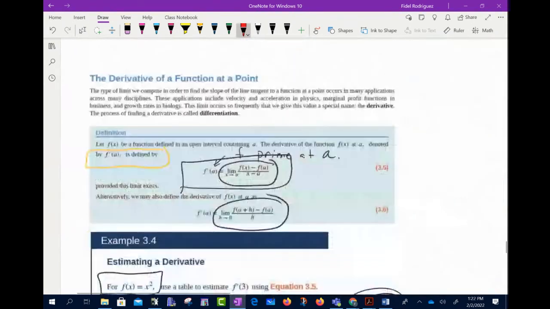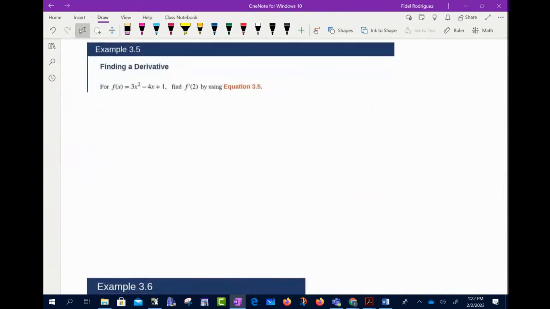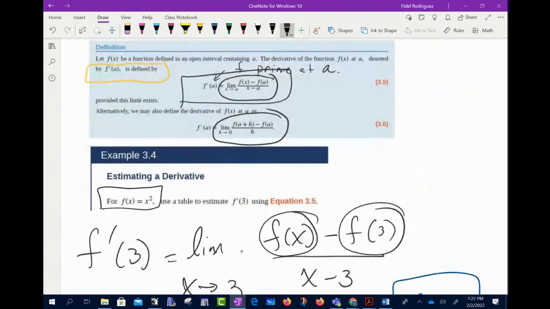Okay, so look, let's come back over here, and let's try the next one. It says, finding the derivative for f of x equals 3x squared minus 4x plus 1. Find f prime of 2 using equation 3.5. Okay, so I'm going to come back real quick, y'all. I want to see which is equation 3.5. It is this one right here. Okay, the one we just used.